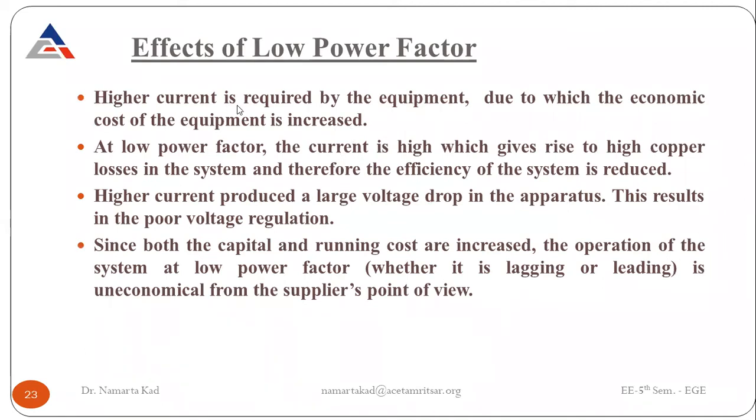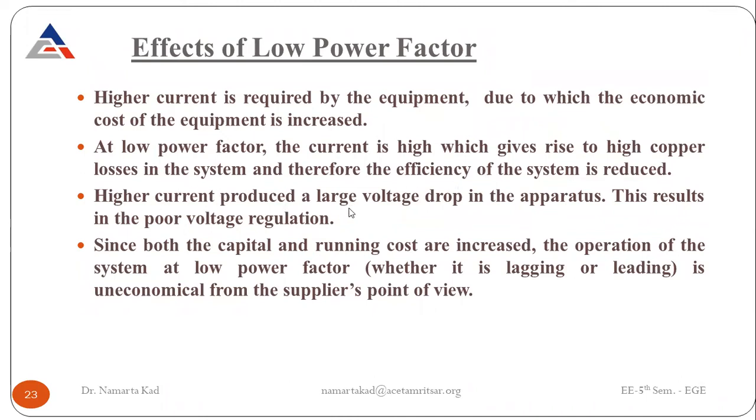Okay, as the current increases, we know that the I²R losses also increase. Its temperature increases and efficiency decreases. So all that are the effects of low power factor related to the current. At low power factor, the current is high, which gives high copper losses in the system. Copper losses mean I²R losses, and therefore the efficiency of the system is reduced. If the losses in the system start increasing, its efficiency starts reducing. That we know. More are the losses, less is the efficiency.